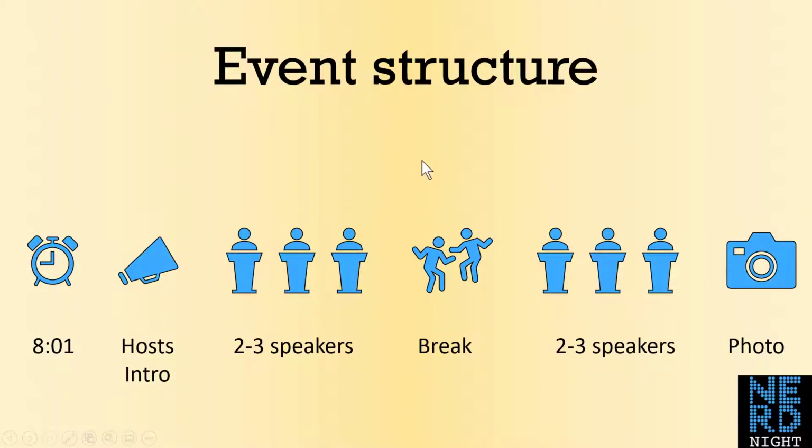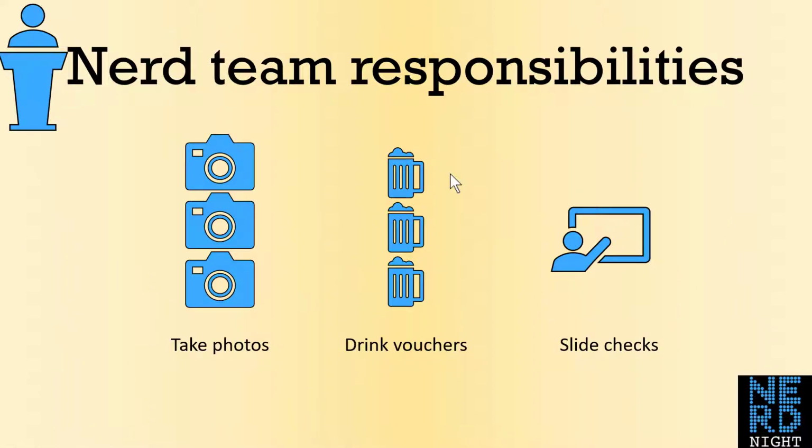Now, the event structure of Nerd Night is we start promptly at 8:01. Then the host will do an introduction of what the night is, explaining how the slides work and the format of the night. Then there'll be 2 to 3 speakers, then a break, then 2 to 3 more speakers, and then a group photo at the end.